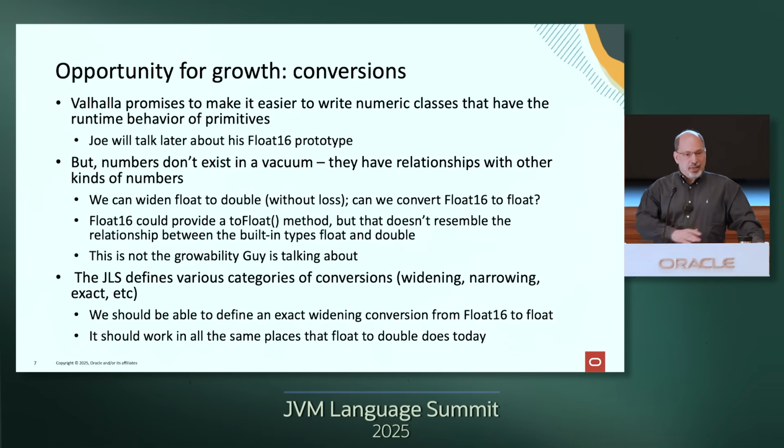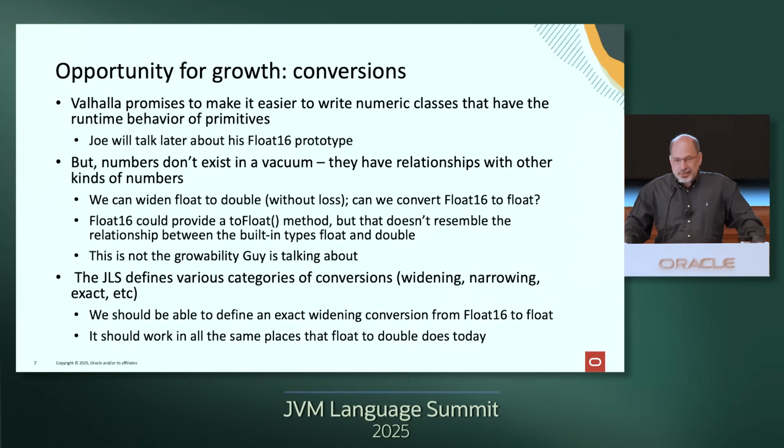We'd like to be able to easily convert it to a float or a double, or convert a byte to a float 16. And we could do that. We could add a toFloat and a toDouble method, but that kind of falls afoul of the growability that Guy was talking about, because it looks different than the built-in features of the language. Converting from float to double would look different than converting from float 16 to float, and that's not the kind of growability that Guy was talking about.